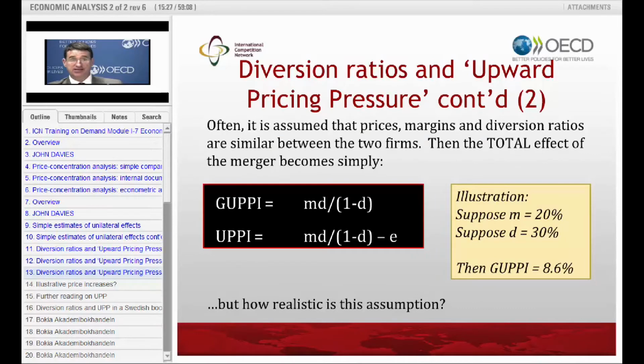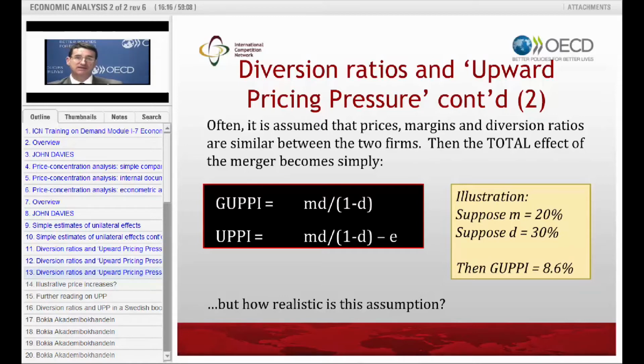Now, it's a bit strange to think of the incentives for the merged firm to raise prices at A while holding the price at C constant, and then to calculate its incentives to raise prices at C holding A constant. So, if we can assume that margins and diversion ratios in both directions are the same, we can simplify to an overall upward pricing pressure, which I show here without deriving the algebra. To illustrate, using the same number as before, the GUPI is 8.6%. If marginal cost savings were less than 8.6%, we would expect the merger to raise prices.